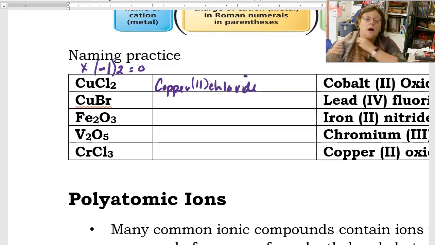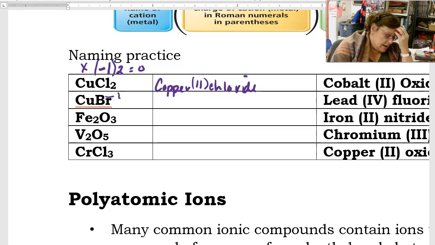The next one is copper once again, with a bromine. Bromine is also a halogen. He has a -1 charge. There's only one bromine, so copper this time must have a +1 charge. So he's copper 1 bromide.